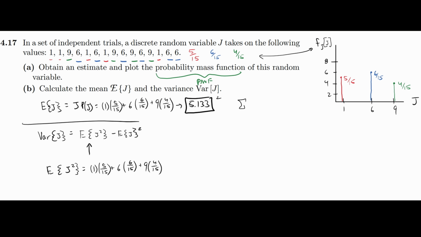The only difference here is that we are going to be squaring our J values. That's pretty simple. It's going to give us 36.3. So when we plug everything in, we're going to have 36.3 minus 5.133 squared, and this is going to give us a value of about 9.95. So this is the variance, this is our mean, and this is our PMF plot.